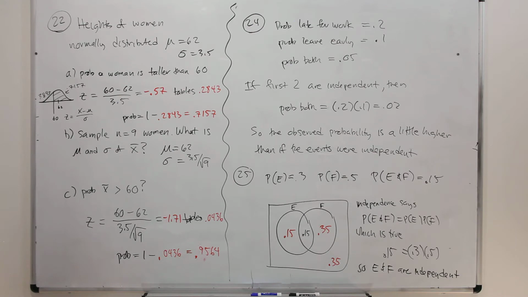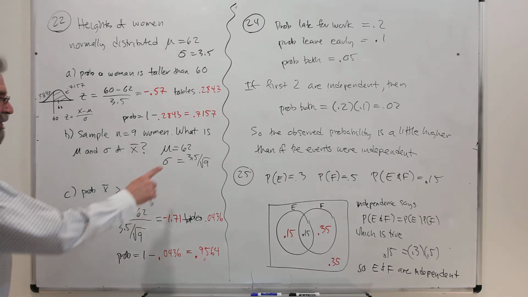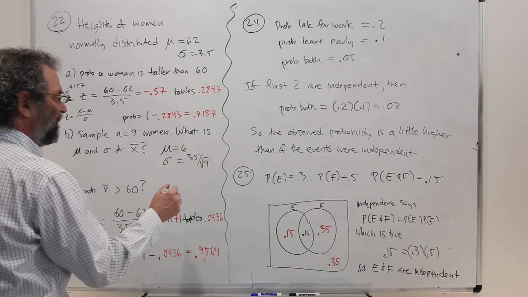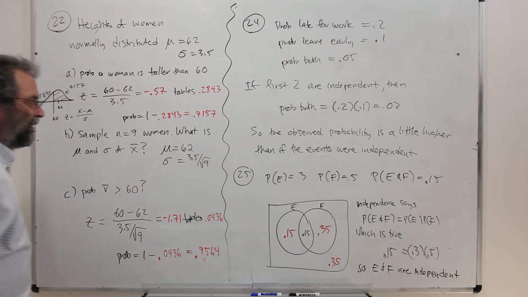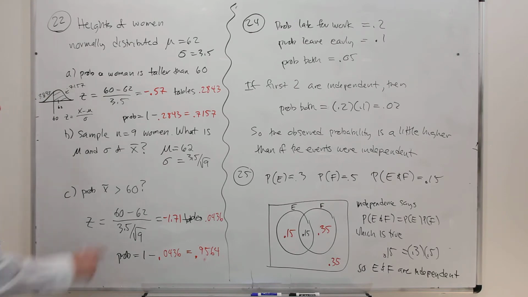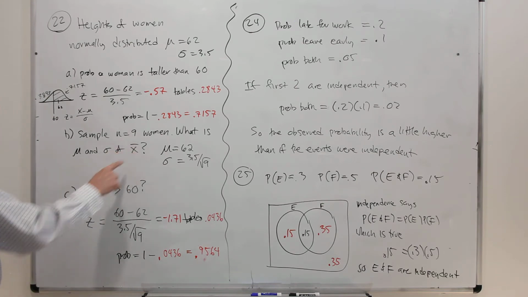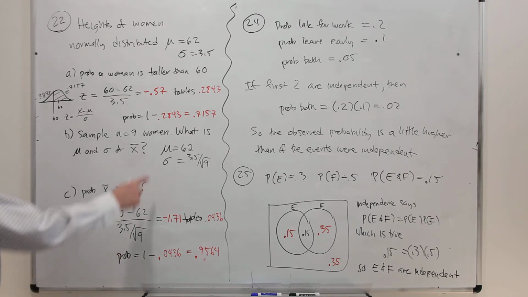What is the mu and sigma? Oh, it's not the same question. It says just tell me mu and sigma. That should be easy enough. So mu, if you take the mean of the average of 9 observations, is the same as the mean of the population. So the mean doesn't change, stays 62.